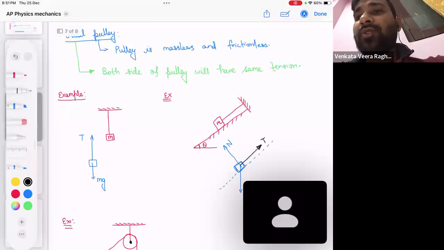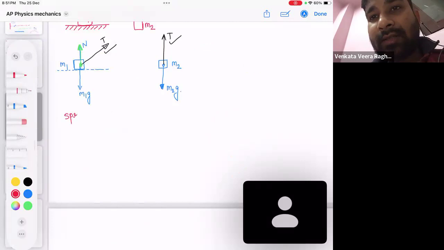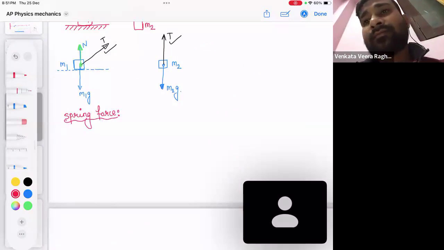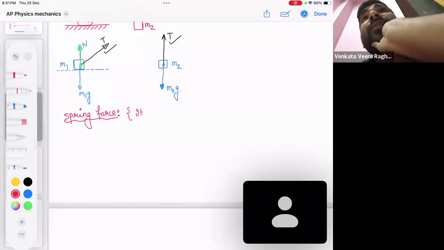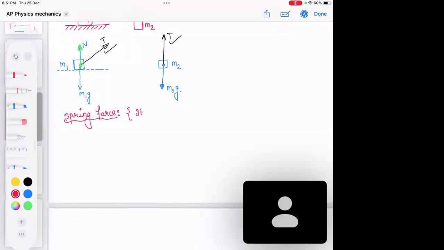Okay, what is going to be my fourth force? It is going to be a spring force. So please tell me, what kind of force is a spring force? Pulling type or pushing type? Does it pull the object or push the object? Push up.